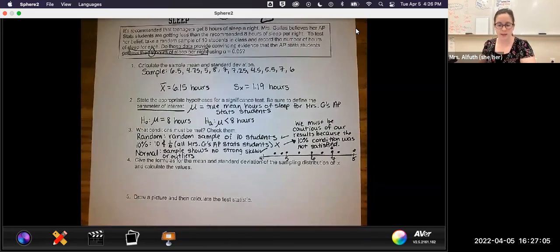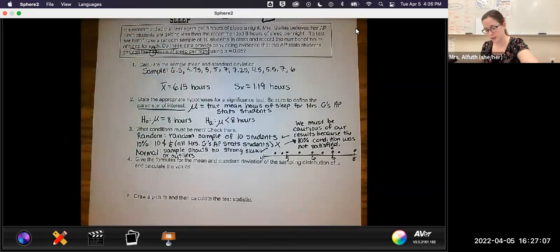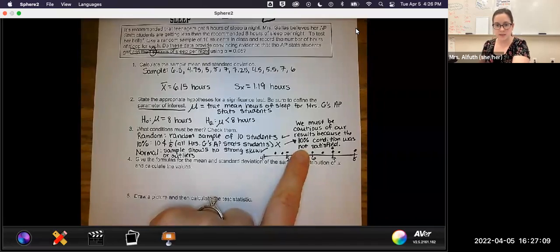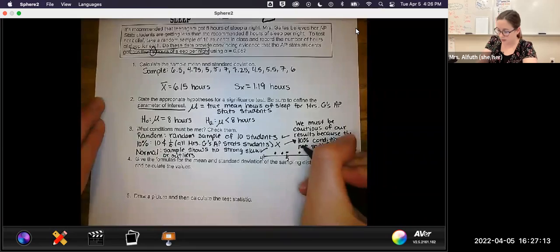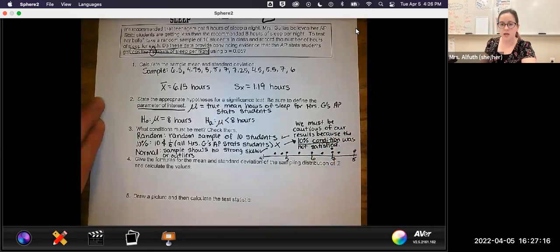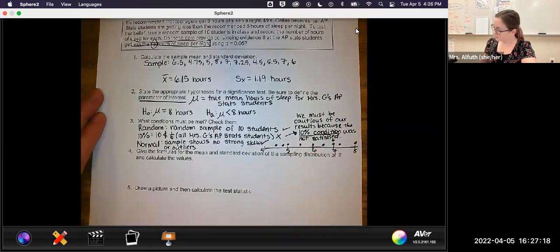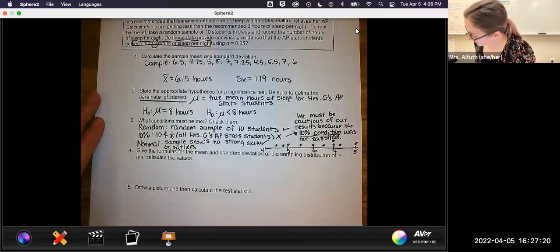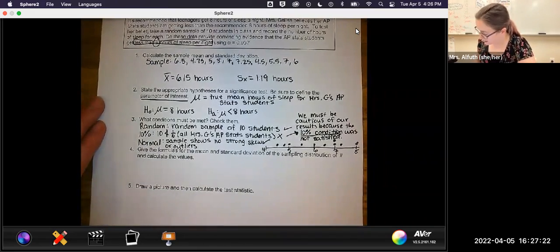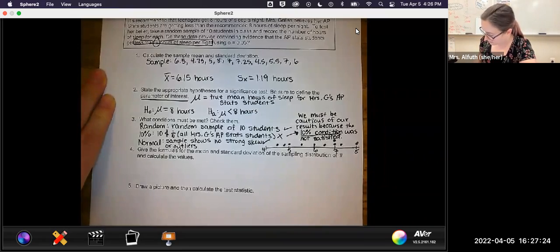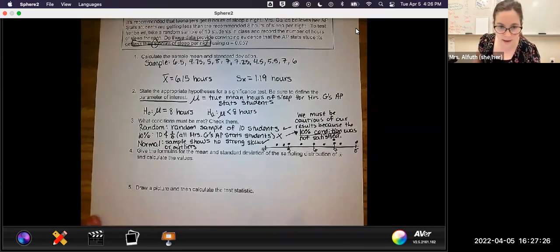Chances are you won't get a free response question that will have one of the conditions not be satisfied. But if you do, write something like this, and we want to specify which condition was not satisfied. All right, so then giving our formulas for the mean and standard deviation of the sampling distribution of X bar, and then we're going to calculate those values.